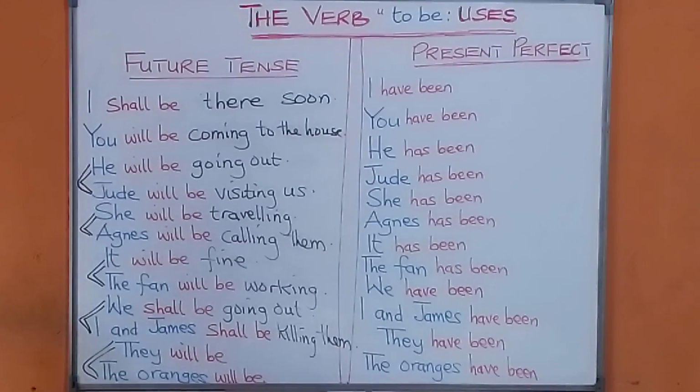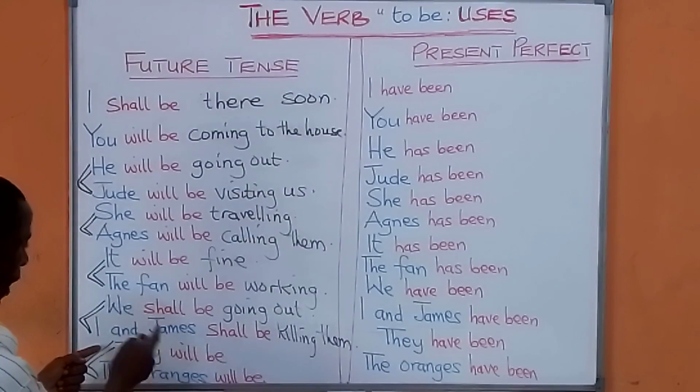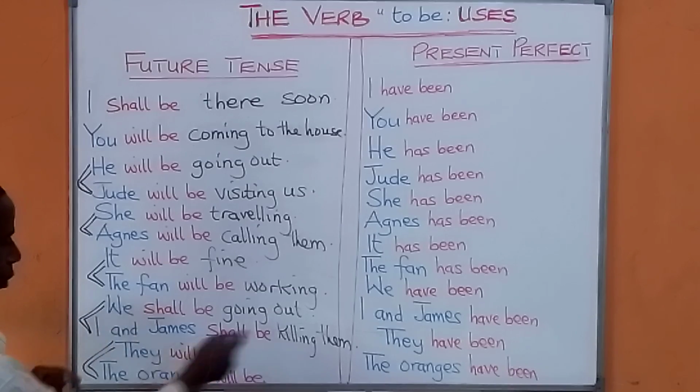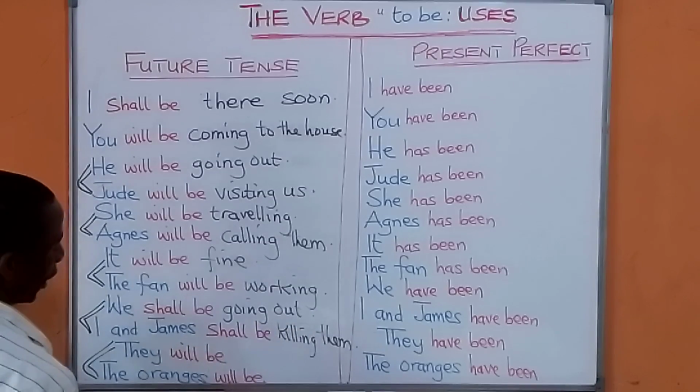I and James shall be killing them. Remember, if it's something that is not a crime, not an offense, you put James before I: James and I. But now, because it's an offense, I put I before James. I and James shall be killing them.